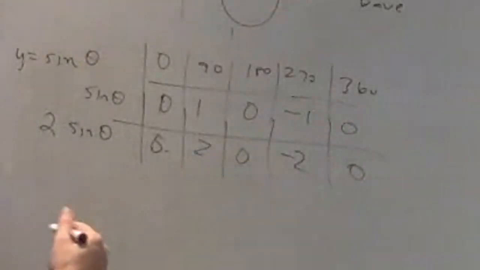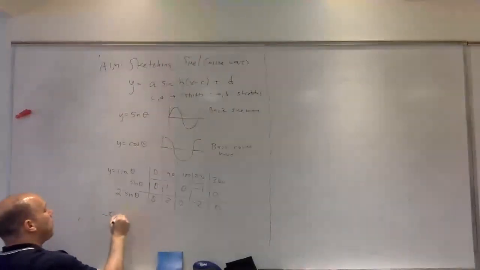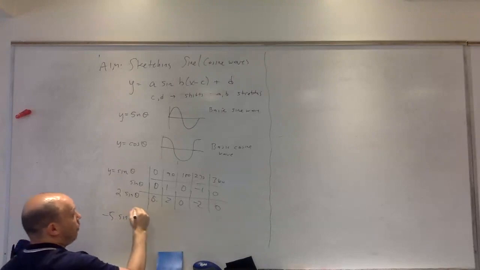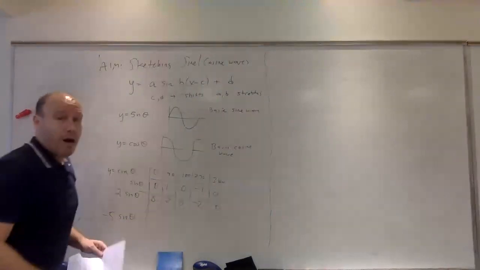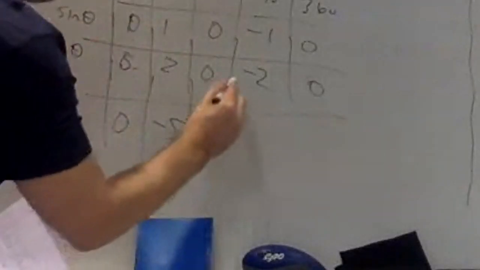Or how about if I do negative 5 sine of theta? We can figure that out. Sine of 0 is 0, times negative 5 is still 0. Sine of 90 is 1, times negative 5 is negative 5. Sine of 180 is 0, times anything is 0. Sine of 270 is negative 1, times negative 5 is 5. And sine of 360 is 0, times anything is still 0.